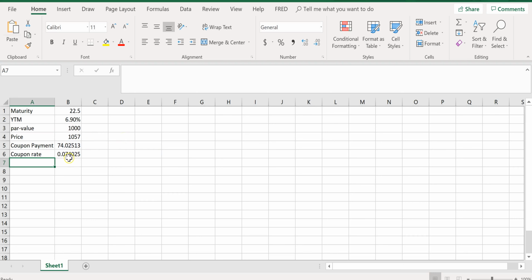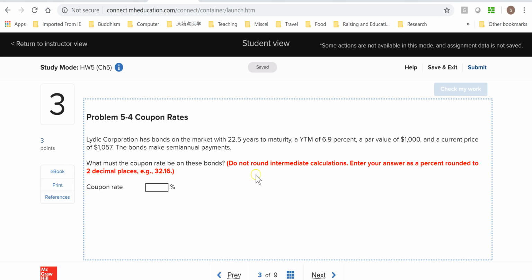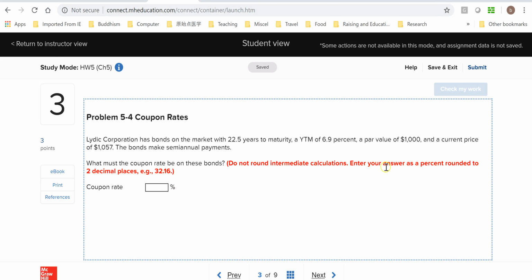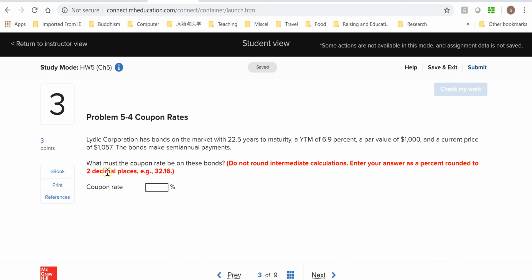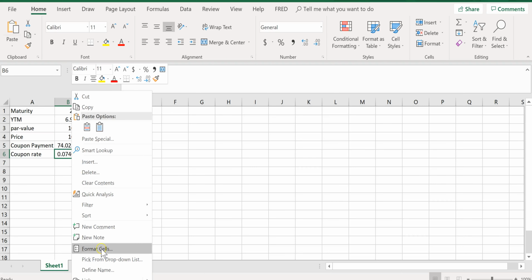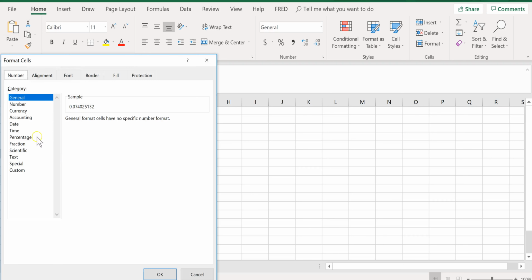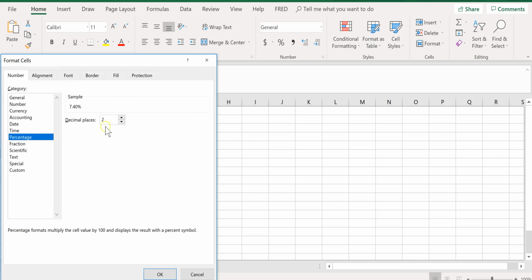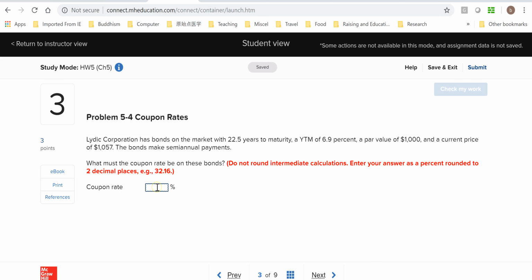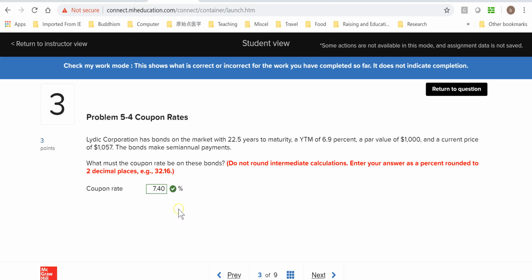We can go back to the question and see it's in percentage terms, and we need to round the answer to 2 decimal places. So we can change the format by right clicking on the cell, choosing percentage, and keeping 2 decimal places. That leaves us with 7.40%. So let me check my work. Okay, great job.